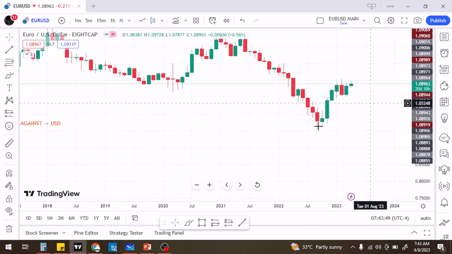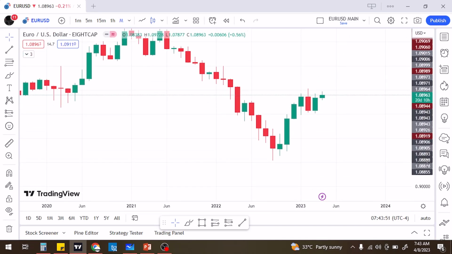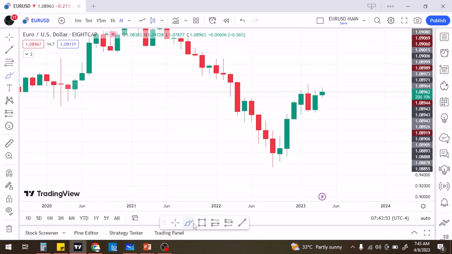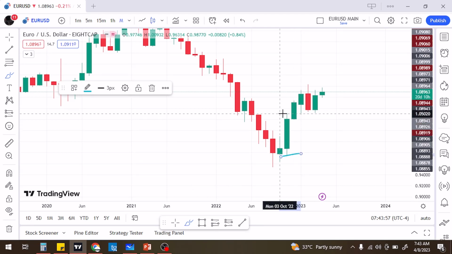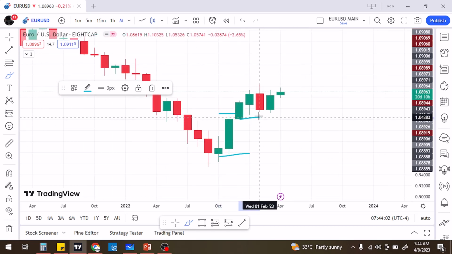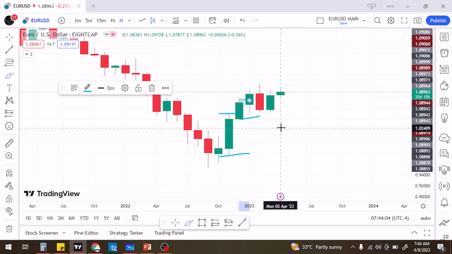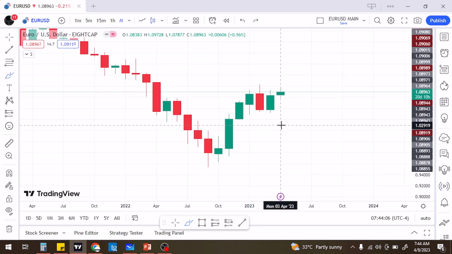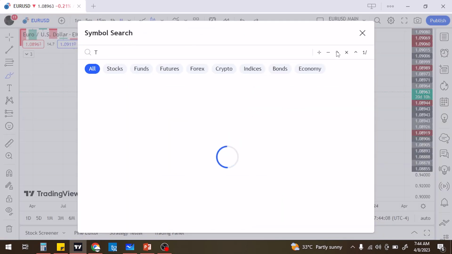Now you can see that we are on the monthly time frame, which means one single candle here takes one full month to complete. Sorry about that, guys. So this candle from here up until this place took 1 full month to complete. From here up until this zone took how many months? 1 full month to complete.